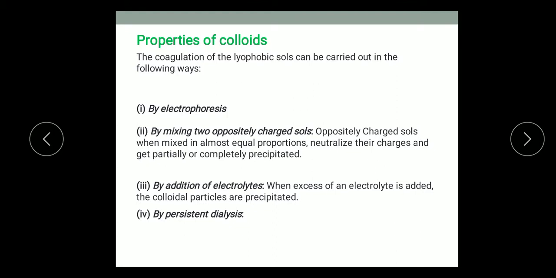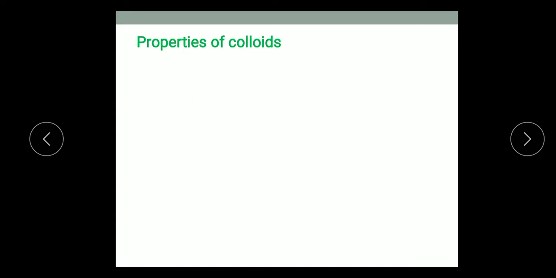Next is by addition of electrolyte. When we add excess of an electrolyte, the coagulation of colloid occurs, and a very common example is milk. We coagulate milk to make many milk products like chena, paneer. Next is by persistent dialysis. If you perform dialysis for a prolonged time, then the particles will come close and they get coagulated.